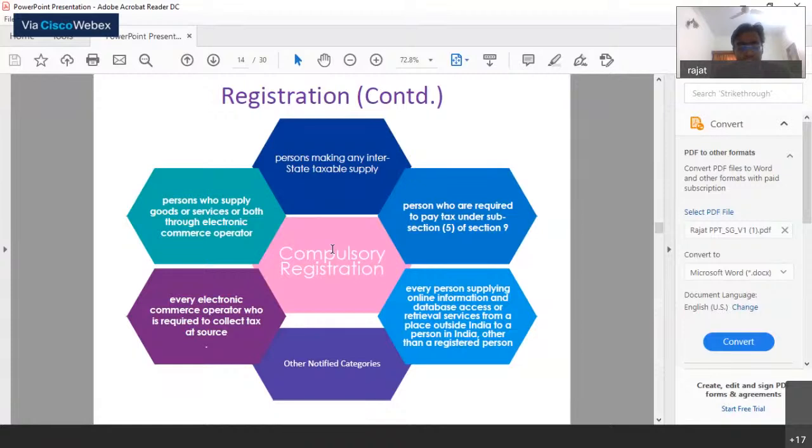Secondly, the technical reason could be unlike a traditional small brick and mortar shop, which is operating within the confines of the boundaries of a particular state. Like if I have a shop in Delhi, I'm catering to the customers only in Delhi. Even if someone comes from outside Delhi, I am making a supply within the state of Delhi. Therefore, it's an intrastate supply.